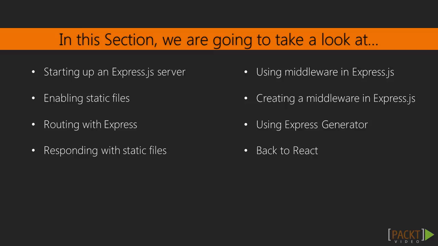So in this whole section, we're going to be covering starting up our Node.js Express server, enabling static files, routing files with Express, and routing paths with Express. We're going to respond with static files and understand how to work with moving files around and how to respond with files when you're running on an Express server. And we're also going to learn how to use middlewares, how to create middlewares, and how to use the Express generator. So we're going to cover a lot of things.